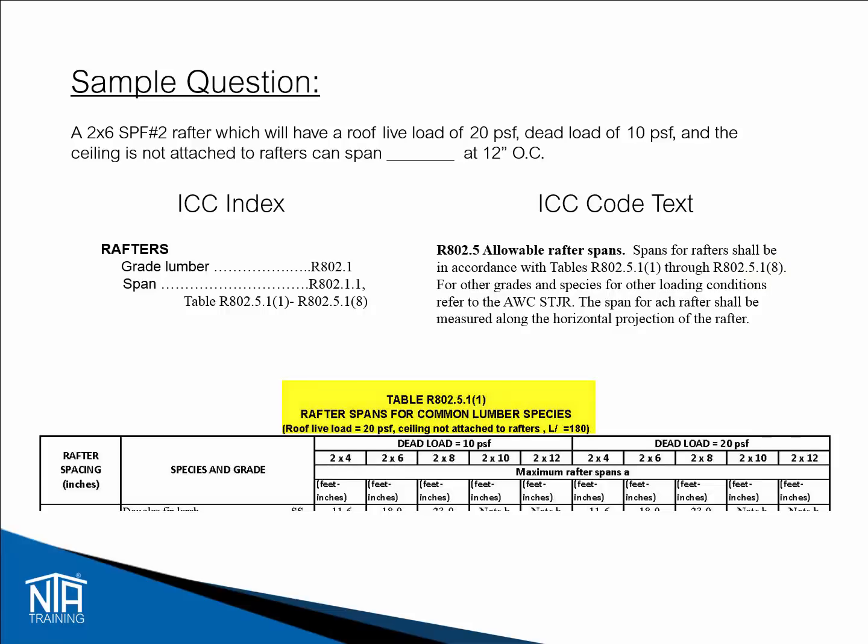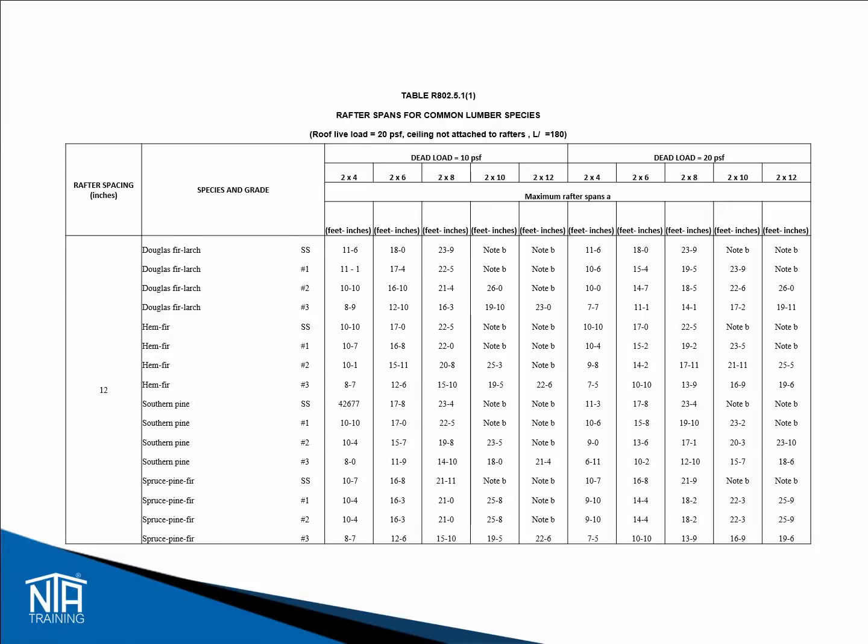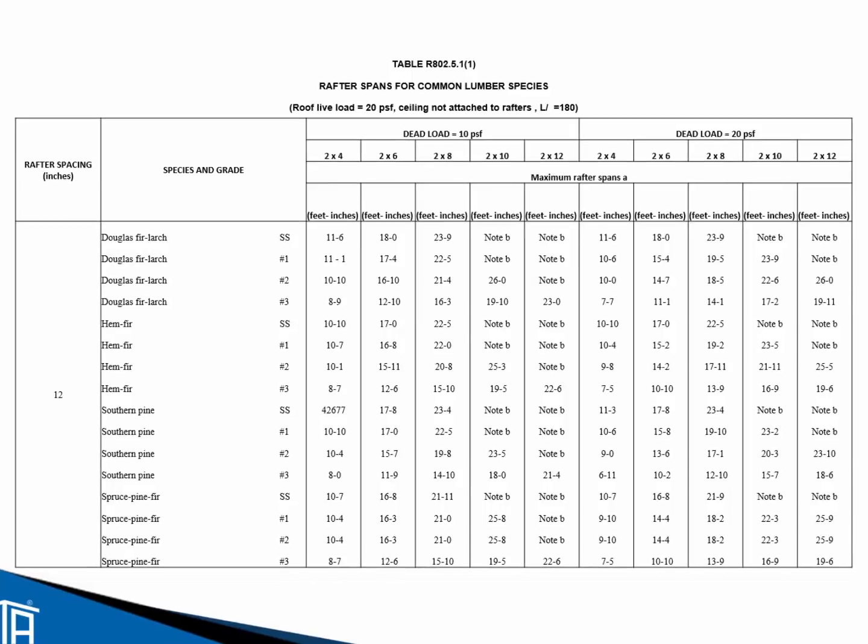The question states that there is a roof live load of 20 psf and no ceiling attached. You will find this on table R802.5.1.1. You know you are trying to find the requirements for a 2x6 SPF No. 2 rafter at 12 inches on center. The far left column starts with the rafter spacing, so locate 12 inches on center.